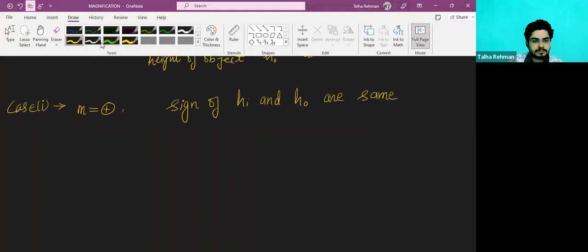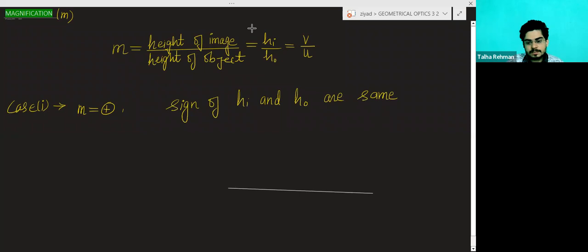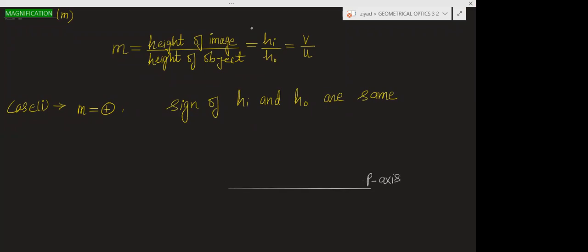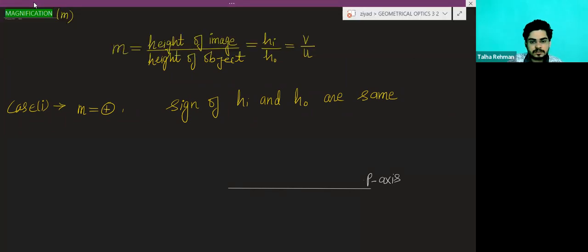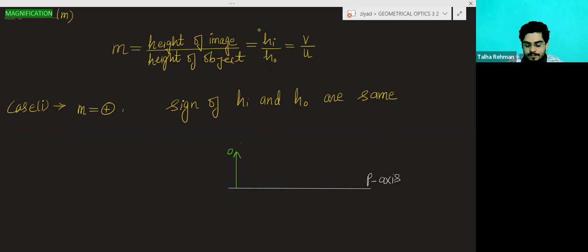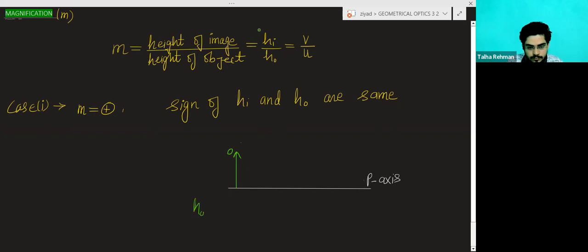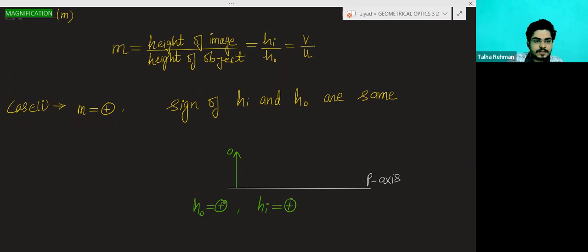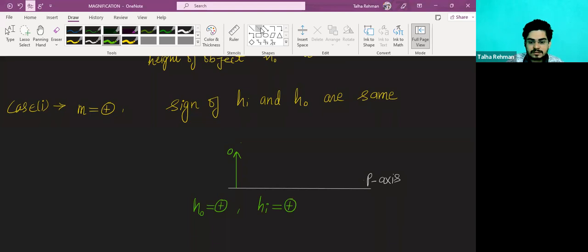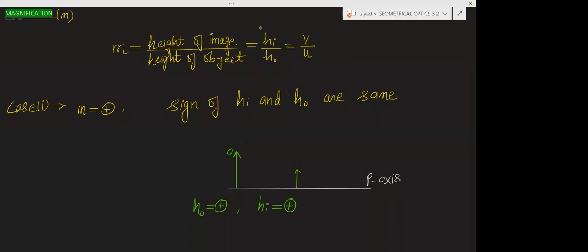So what is the meaning of sign same? Suppose this is the principal axis and an object is placed here like this. This is the object, and this object has height of the object. If I take height of the object positive, because this is above the principal axis, then we are saying sign of height of object and height of image should be same. Means if ho is positive, then height of the image should also be positive. So if the height of the image is positive, means image is above principal axis, something like this. So this is the image.